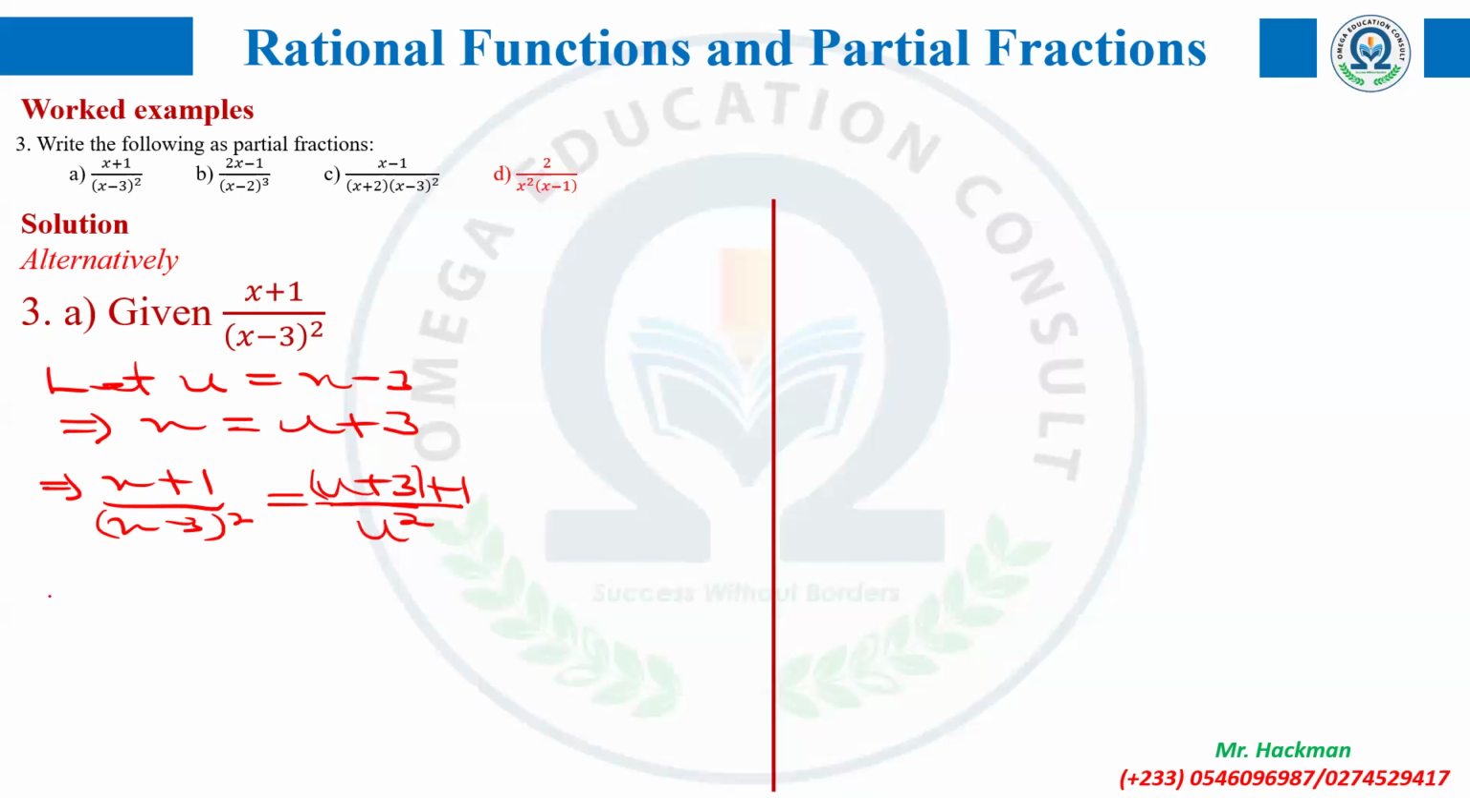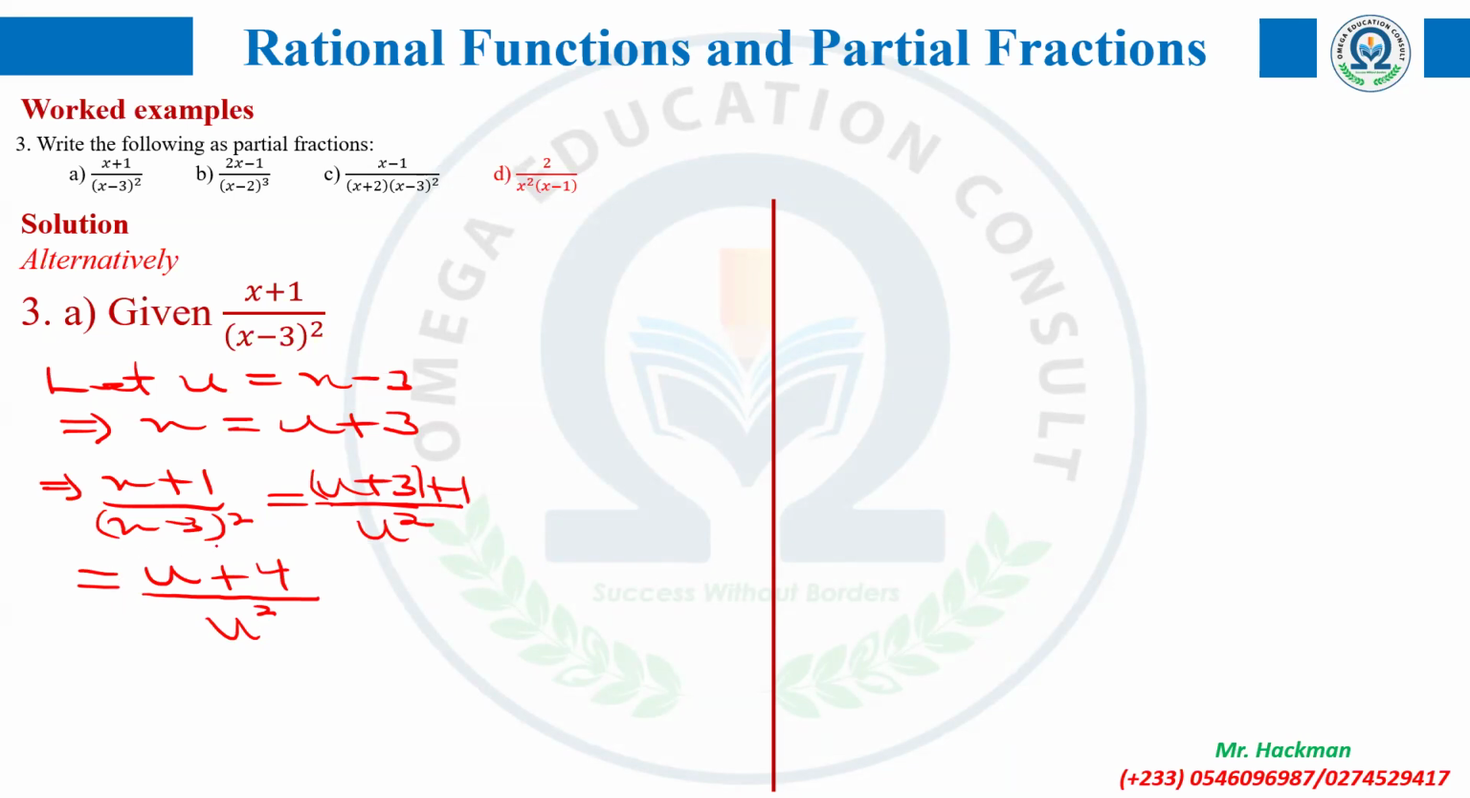Okay, so now I can write this is equal to, listen carefully, it's interesting. That's one thing I like about math. So you get u plus 3 plus 1. So can I say that this is the same as u plus 4 in my numerator all over u squared? Do you agree?